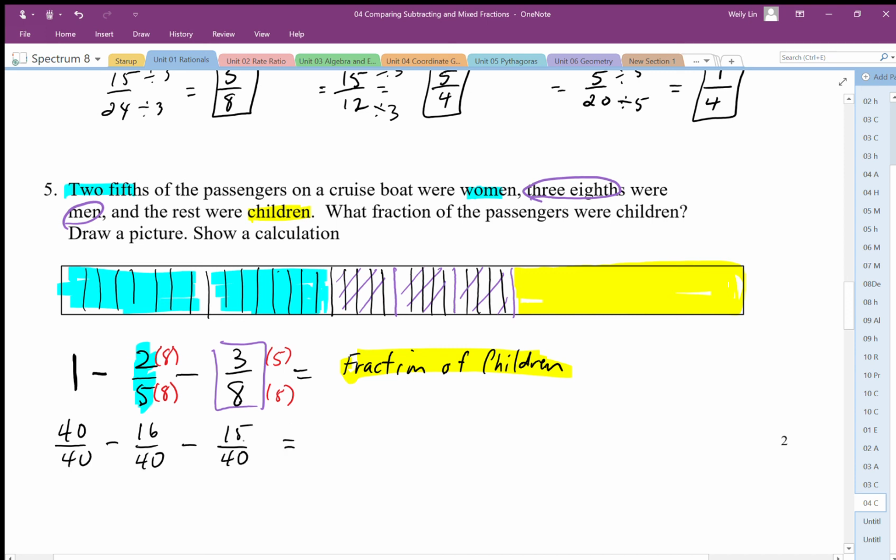And if I subtract, I'm going to take away 16 and 15 from 40, which leaves me with 9 children out of 40. Okay, and again, my divisions are the same. So this is going to represent 9 out of 40. That's the fraction of children that end up being left over. So 9/40 of the boat are children. Maybe I should write this properly. 9/40 of the boat are children.